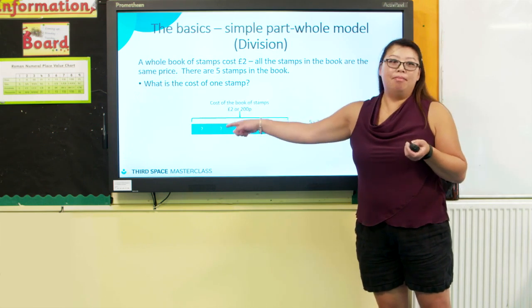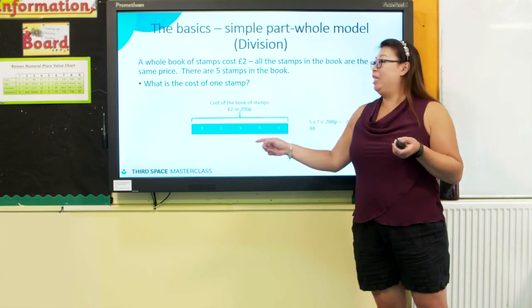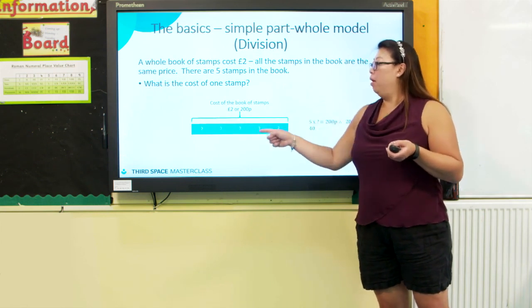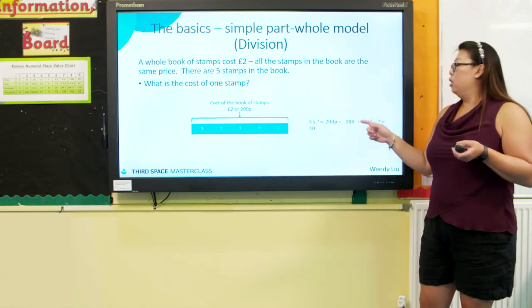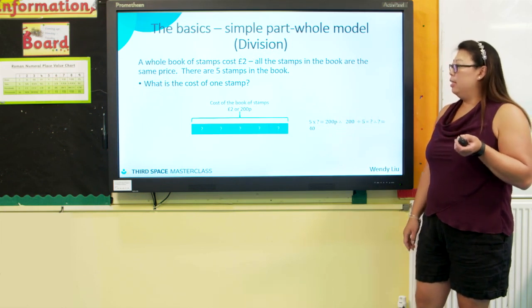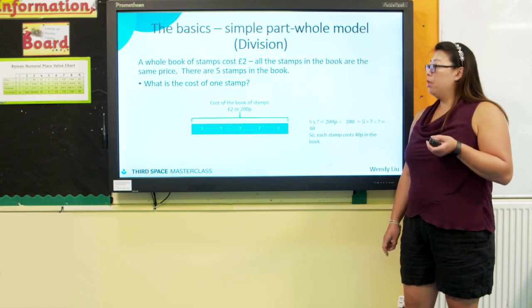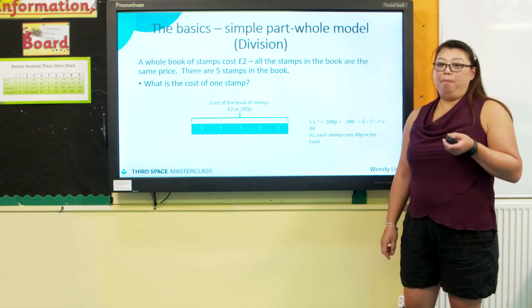Hopefully they'll realise that they'll need to divide by 5 equal parts to work out what needs to go in each part to make 200 pence. So 200 divided by 5 is equal to 40. So each stamp in the book costs 40 pence.